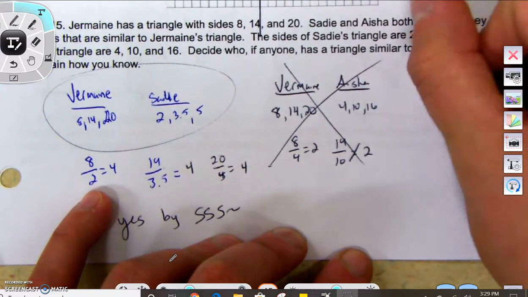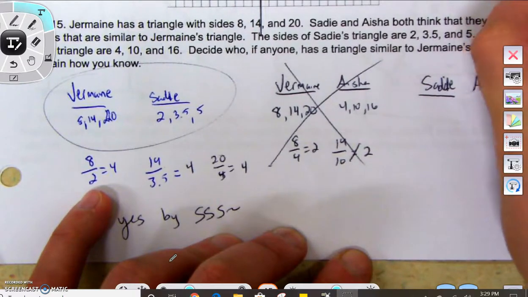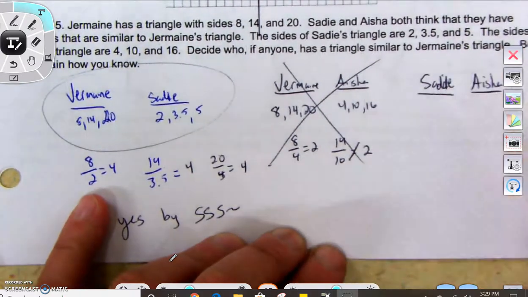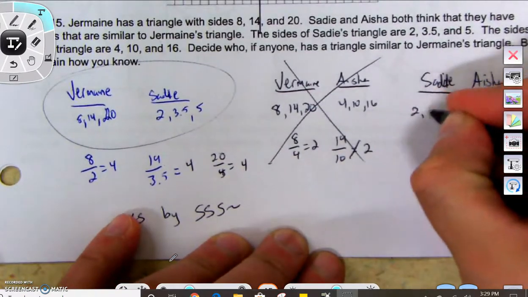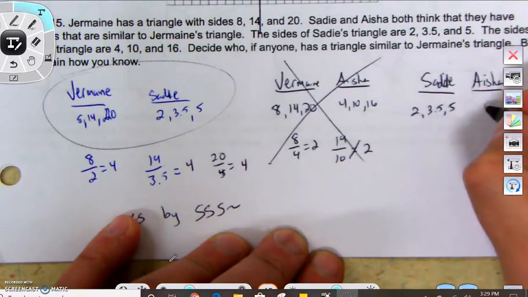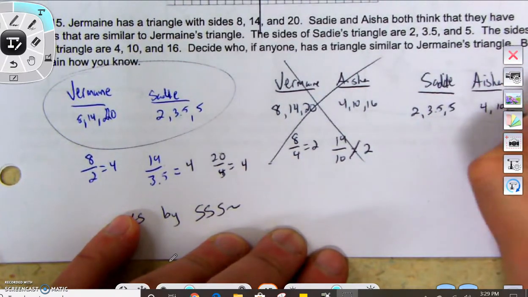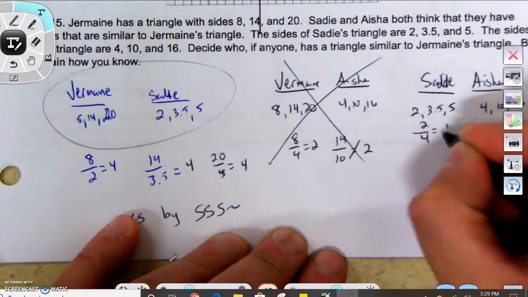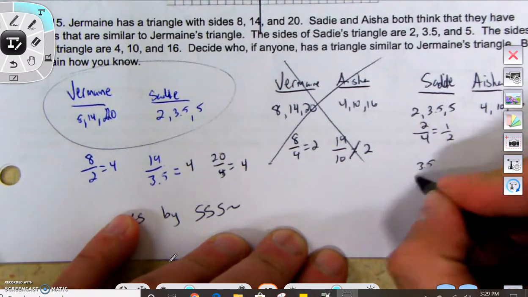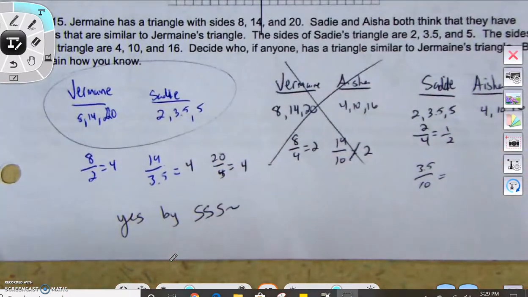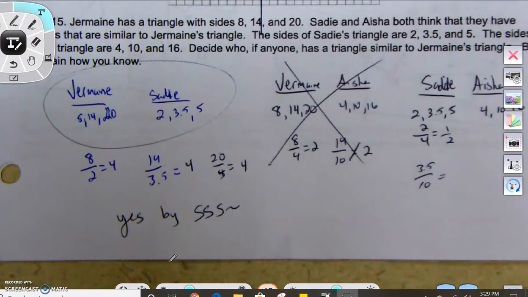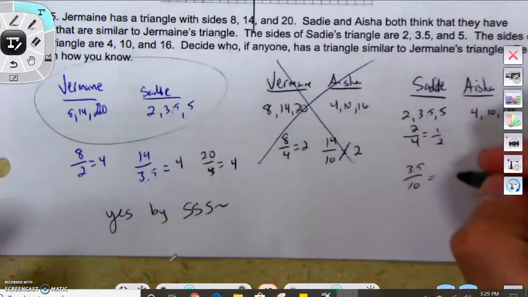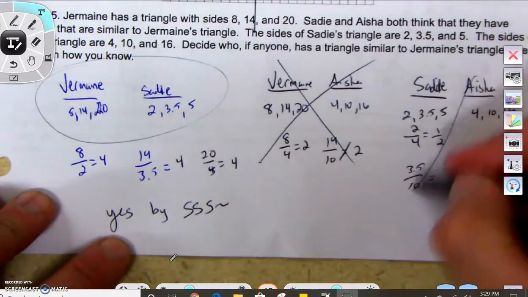Some of you already may know the answer to this based off of what those were, but if I have Sadie, we have 2, 3.5, and 5, and Aisha's 4, 10, and 16, so if I look at some of those ratios, I have 2 over 4, which is 1/2. I have 3.5 over 10, which is not 1/2, that is going to be 0.35. So those are not similar.